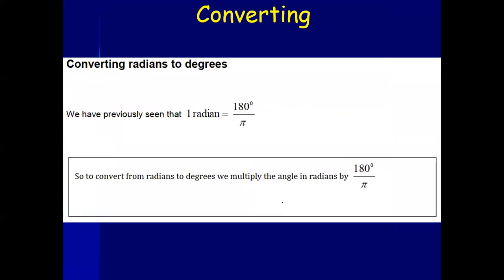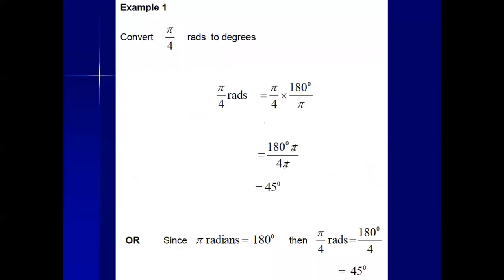Now, how do we convert from radians to degrees? So we said that 1 radian is 180 divided by pi. So you times by 180 and you divide by pi. So you take your calculator and you do that. If I give you pi over 4 and I ask you to convert it into degrees, you just times by 180 divided by pi, which is good because pi and pi cancel each other. And then you do 180 divided by 4.